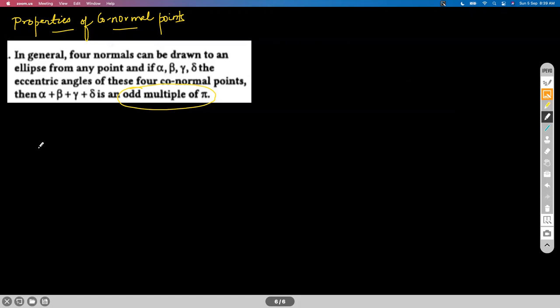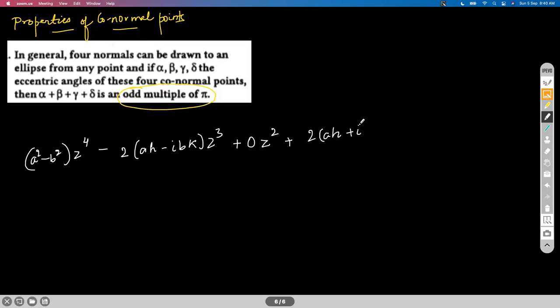If you want, I can rewrite the equation once again that I had written in the previous slide. I think it was minus 2 AH minus IBK, right? IBK z cube. There was no z square term, so 0 z square and 2 AH plus IBK z. Tell me, how will you do this? The answer to this question or this property is hidden in this equation itself.